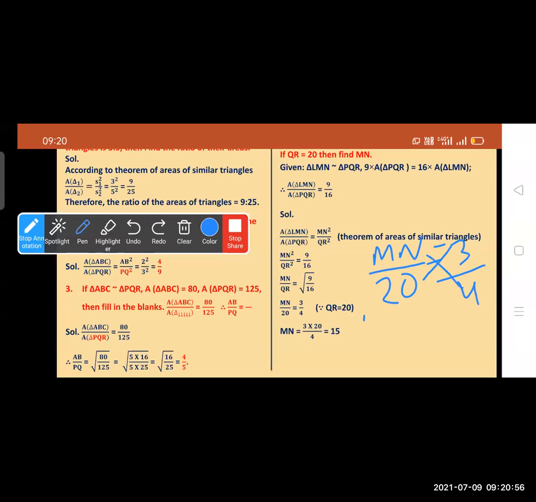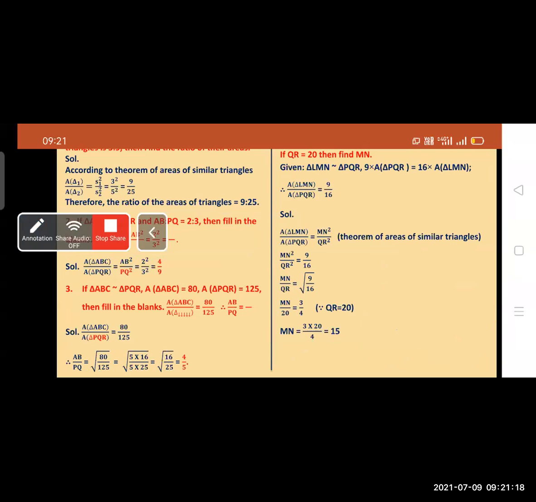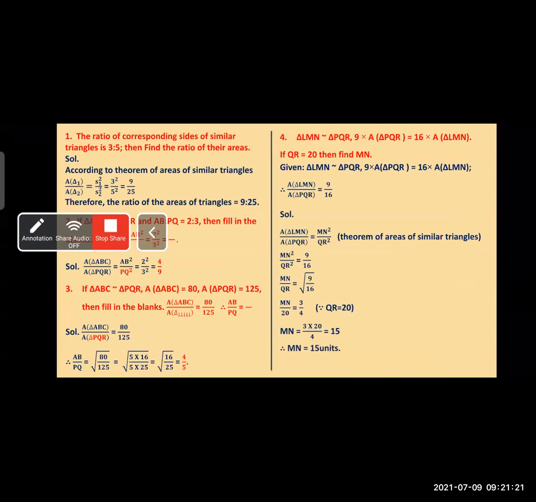Cross multiply. 4 into MN is equal to 3 into 20. In the next step, this 4 will divide the other term. So 4 ones are 4, 5 threes are 15. So the value of MN is 15 units. In this way, we solve this question. It's very simple. So 15 units. So students, in this question, two triangles are similar, and by using the given condition, we find the ratio of the areas of the triangles. Then we write their corresponding sides.